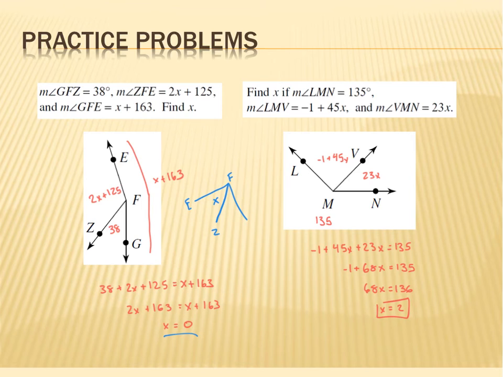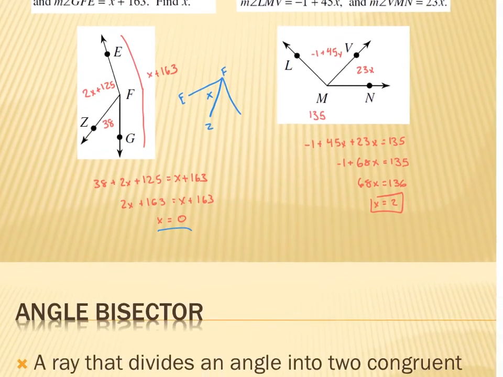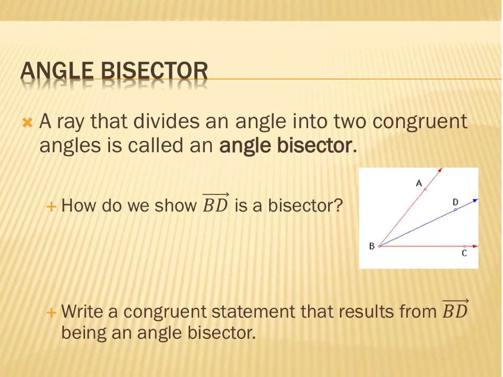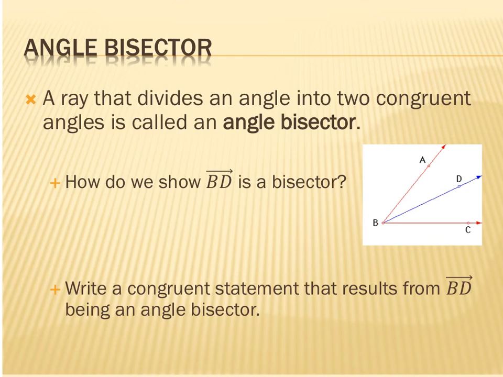X is equal to 2. Make sure, again, as a reminder, that you are double checking your questions and confirming that all they want you to do is find the variable. Okay, last little piece of information. Angle bisectors, exact same concept as segment bisectors. An angle bisector is a ray or a segment or a line, anything that divides the angle in half, meaning you have two congruent pieces.